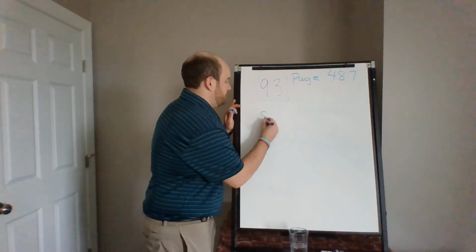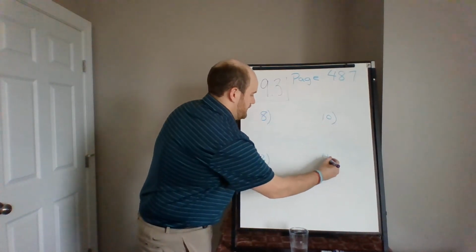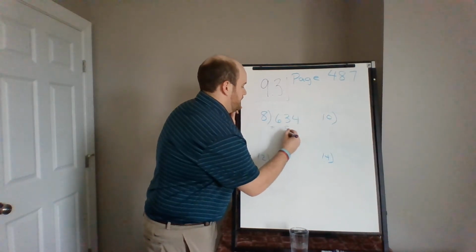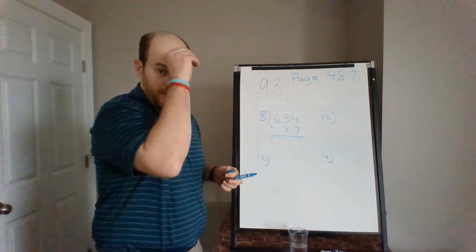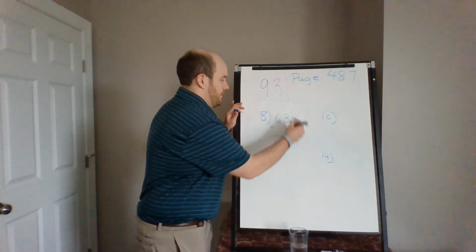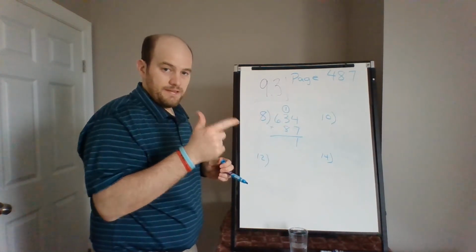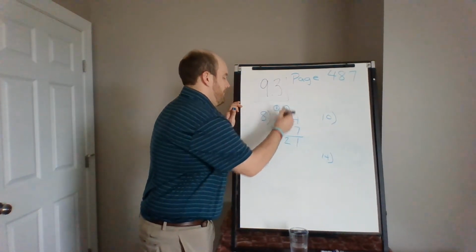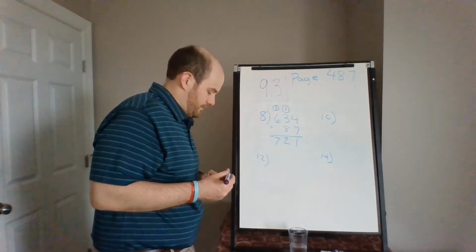Number 8. I'll write 10, 12, and 14. 634 plus 87. We'll solve that one first. 7 plus 4. 7, 8, 9, 10, 11. Put my 1 down, carry my 1 to the next place. 8 plus 3. 8, 9, 10, 11. Plus the 1 is 12. Carry my 1. 6 plus 1 is 7. The answer to number 8 is 721.